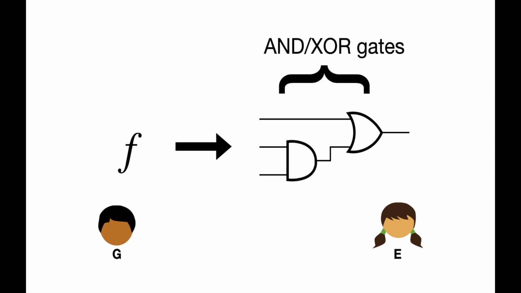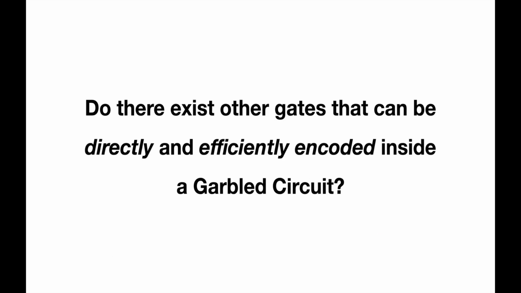Thus, we arrive at the question I'd like to discuss today. Do there exist other gates that can be directly and efficiently encoded inside a garbled circuit? In particular, we're interested in gates that can be more efficiently computed directly using cryptographic techniques than if they were compiled down to low-level Boolean gates. In this work, we provide a new garbled circuit primitive that results in new such gates. These new gates reduce the communication consumption of garbled circuits as compared to if we had compiled them down to AND and XOR gates.